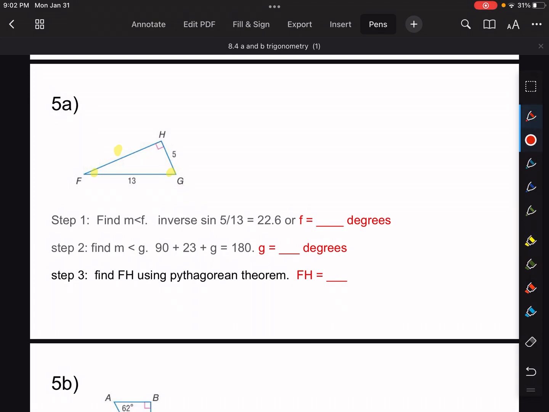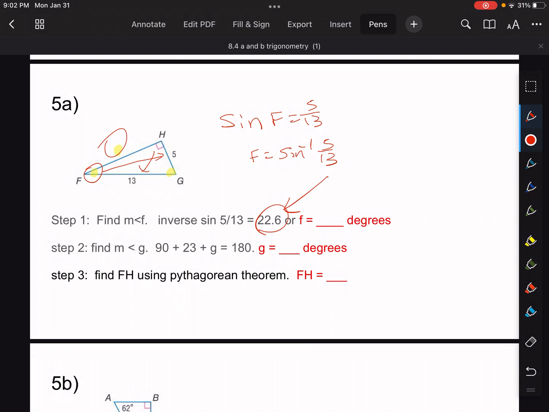To find that, I can use the Pythagorean theorem to find this, or I can start using trig. So if I want to know what this angle is here, let's start with F. From F, I know that 5 is opposite, and I know that 13 is the hypotenuse. So that's the sine function. I could say the sine of F is equal to 5 over 13, which means F is equal to the inverse sine of 5 over 13, which looks to be 22.6 degrees.